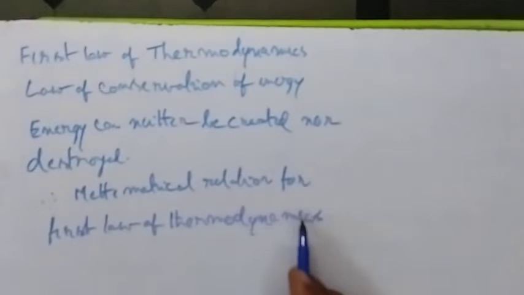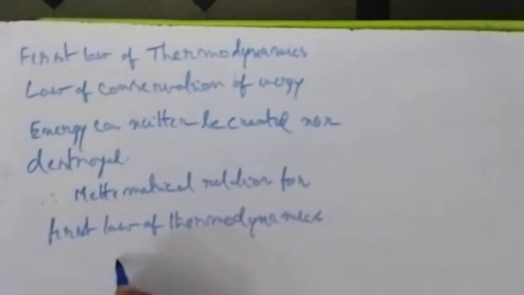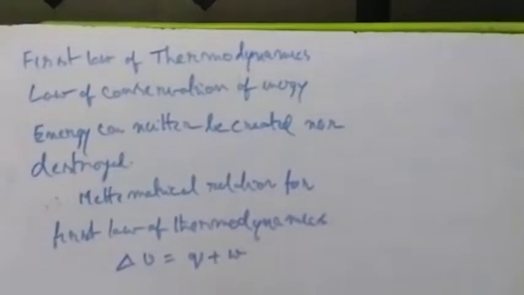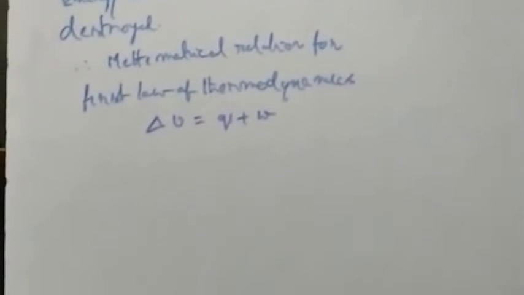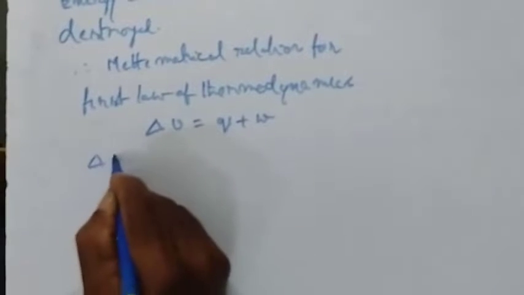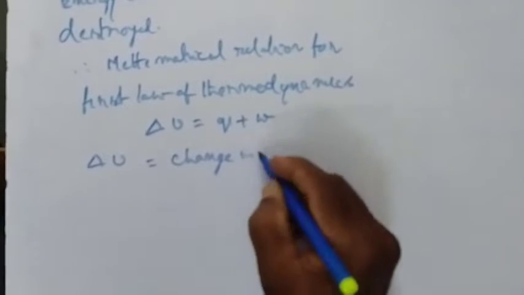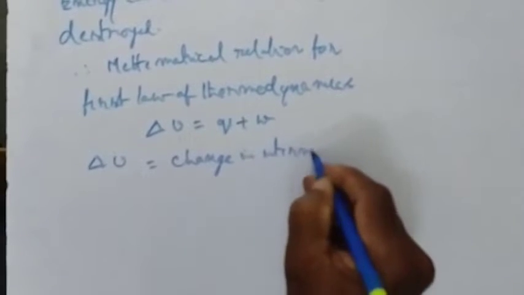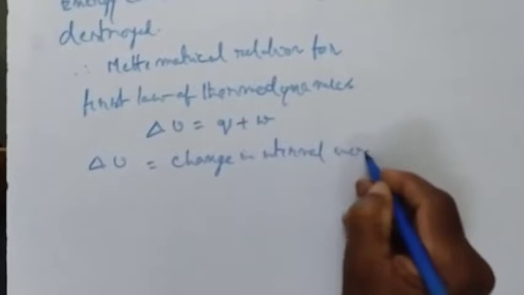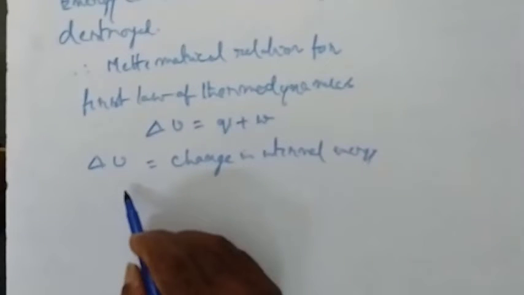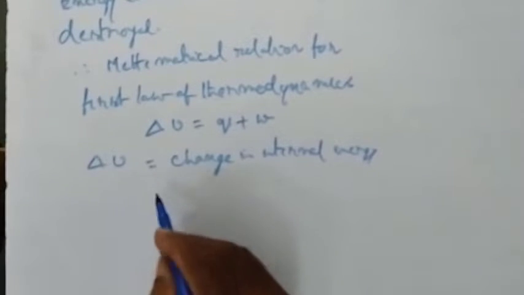Therefore, the mathematical relation for the first law of thermodynamics is delta U equal to Q plus W. What is delta U? Delta U is the change in internal energy. The absolute value of internal energy U cannot be found, but only the change can be determined. Change in internal energy of the system can be determined.